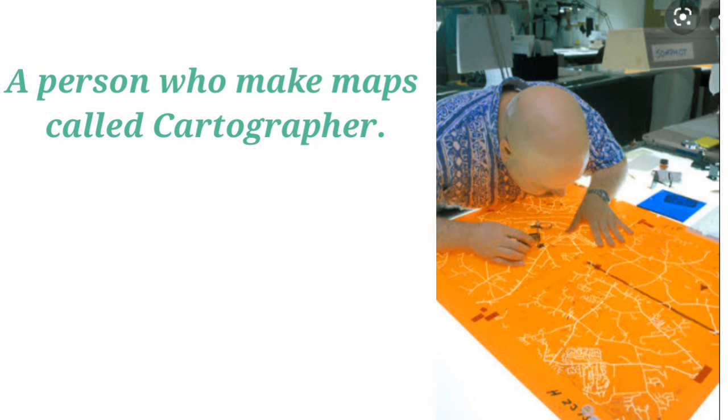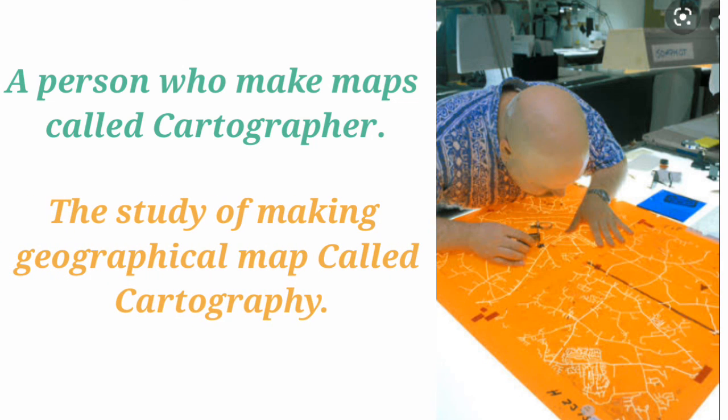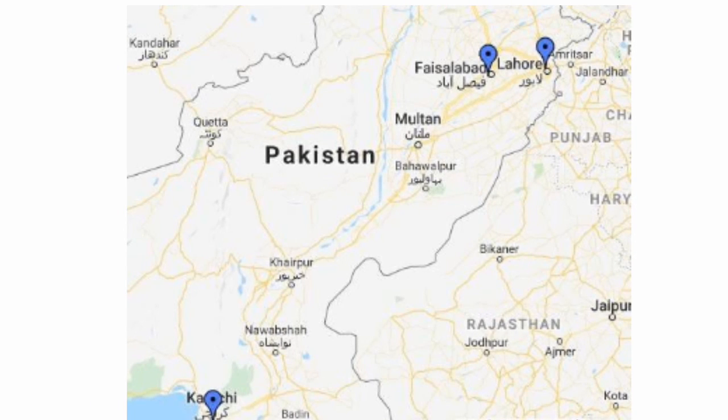Students, do you know a person who makes or designs maps? Who is called? A person who makes maps is called a cartographer. The study of making geographical maps is called cartography. Students, I hope now you all understand the map and map directions.